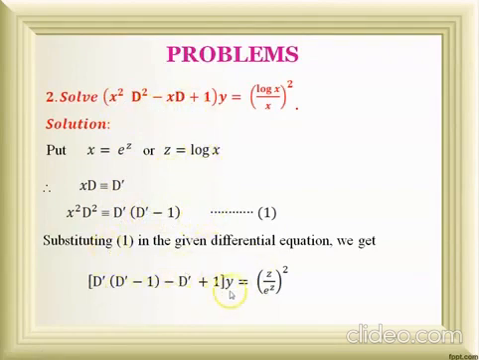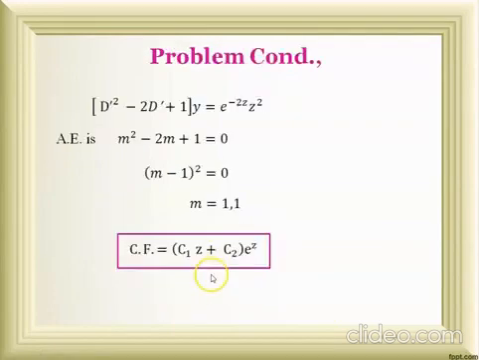After replacing, I will get it in this form. In the place of log x, I will replace z, and in the place of x, e power z, the whole square. z square by e power 2z can be written as e power minus 2z into z square. Here the simplification gives d dash square minus 2 d dash plus 1 into y is equal to, on the right hand side, e power minus 2z into z square.